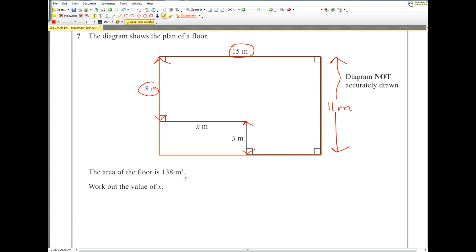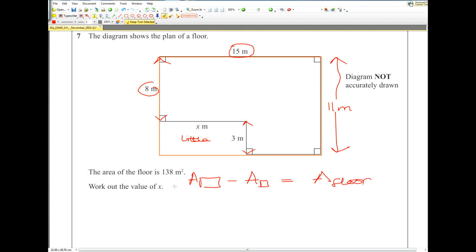Okay, we want to work out the value of x. So what do we do here? This is our idea. Ready for the idea? So we say the area of the big box minus the area of the little one, this little one in the corner, will give us the area of the floor. So we have the total area is 138, isn't it? Equals the area of the floor.